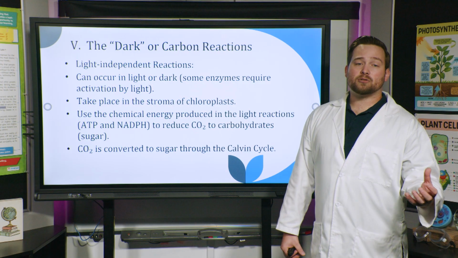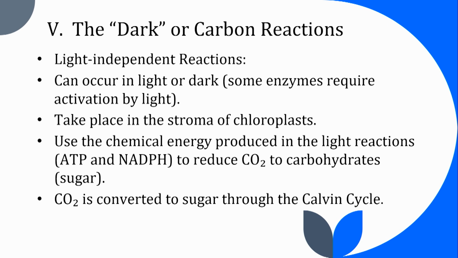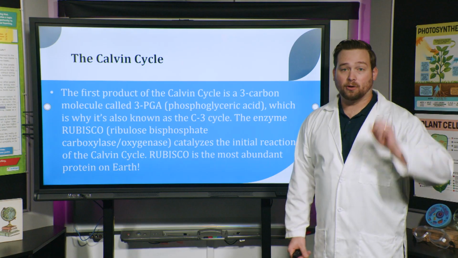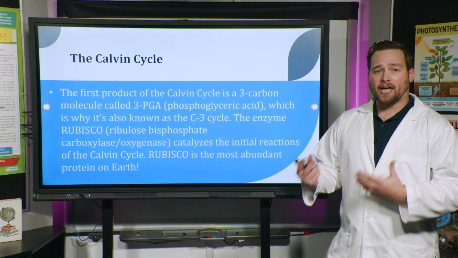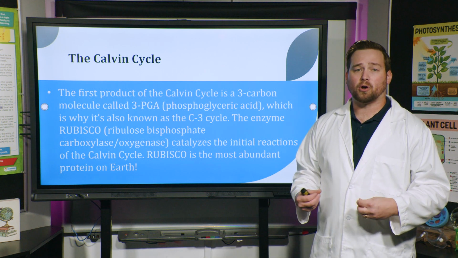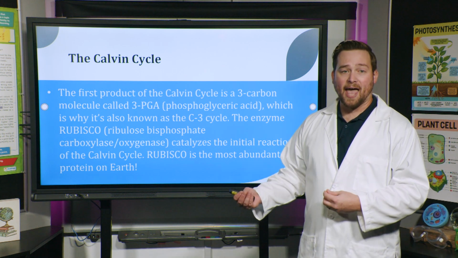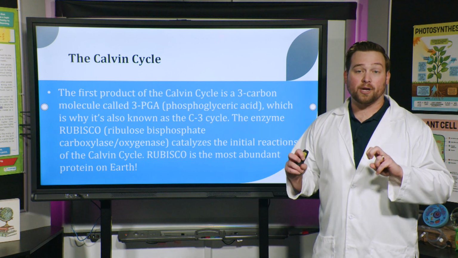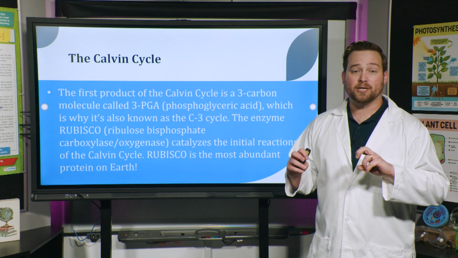Okay? The CO2 is then converted to sugar through the Calvin cycle. Okay? Great job. So let's get into the Calvin cycle in a little bit more detail here. Okay? So the Calvin cycle. The first product of the Calvin cycle is a 3-carbon molecule called 3-PGA. Okay, and this is why some plants are known as C3 plants. This is the C3 cycle.